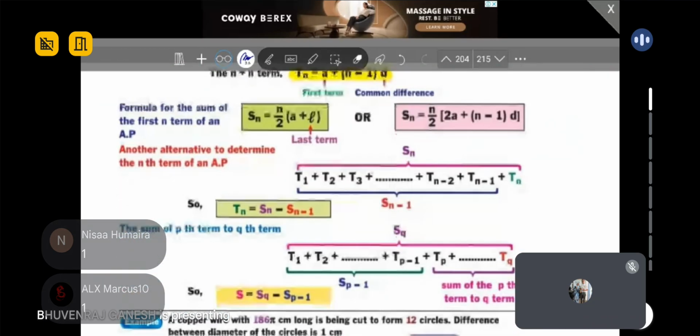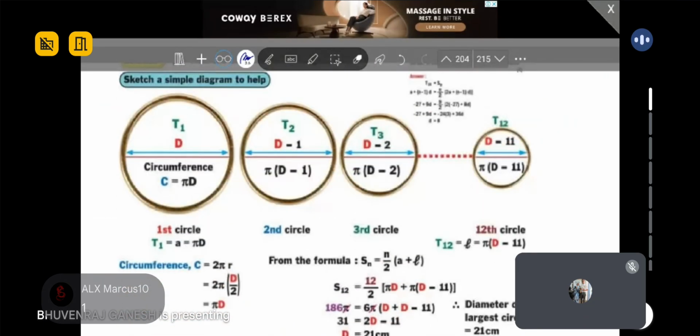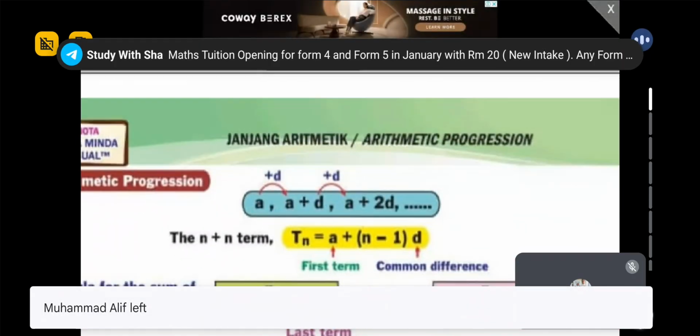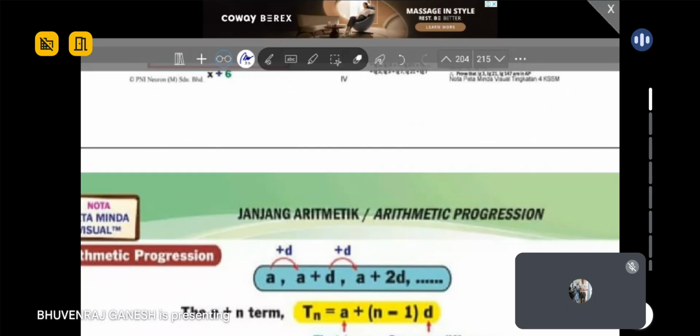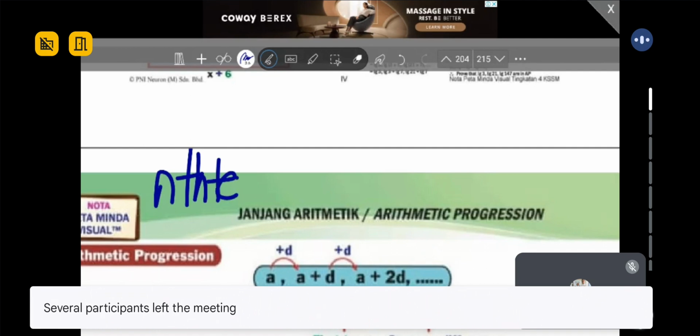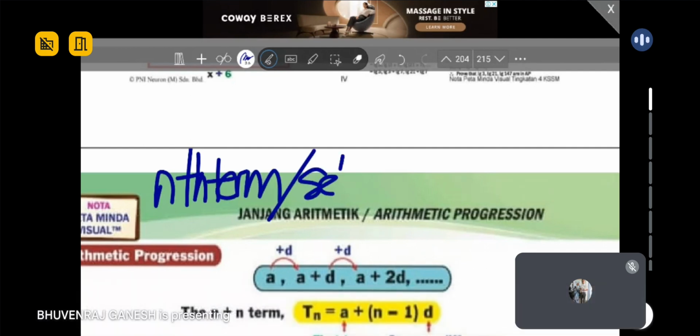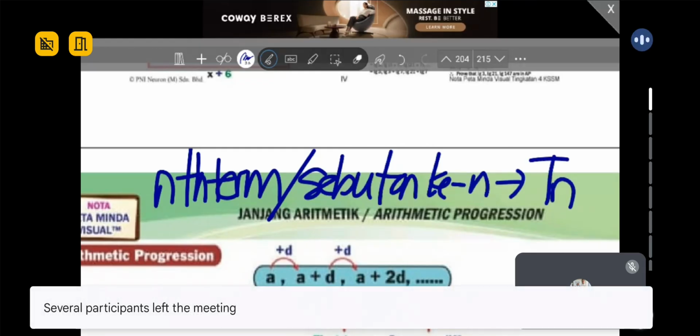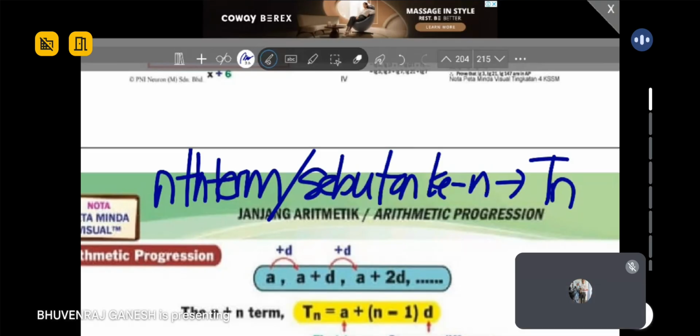Okay, so now we are coming to the formulas already. Okay, datang kepada rumus. So this is the part you guys must really understand about the formula. So now the first formula when you see arithmetic is this one. This is to find the nth term. Sebutan ke n. Biasanya soalan akan tanya macam ni. Nth term or sebutan ke n. So this symbol you will write Tn. Okay, remember that. Kena tulis symbol Tn.